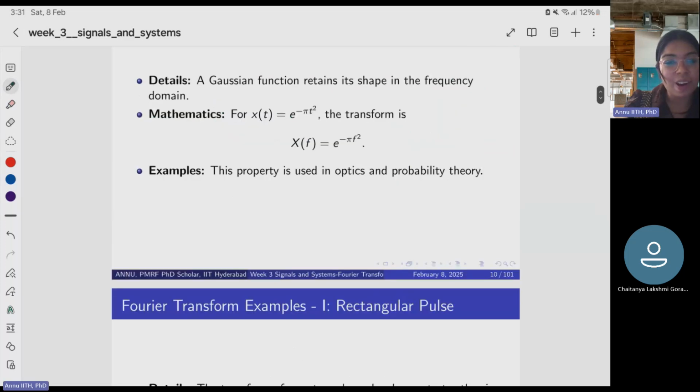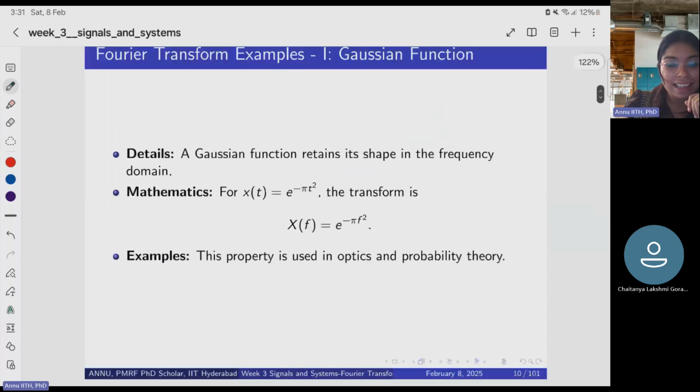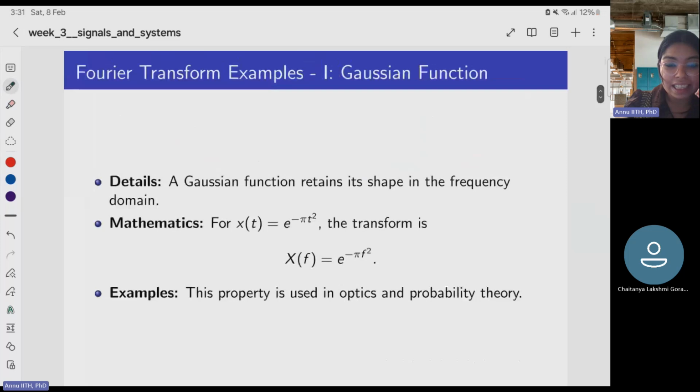And we also saw very great news: the Gaussian function retained its shape even in the frequency domain. So for the transform of a Gaussian function, the frequency transform is also Gaussian. That is a very, very important concept used in optics and probability theory.